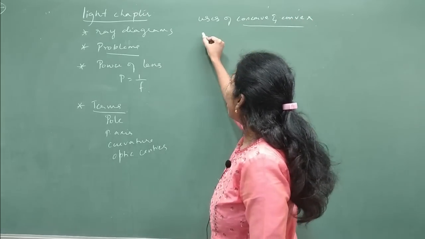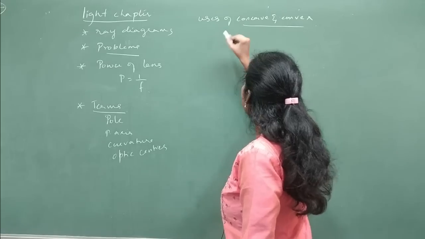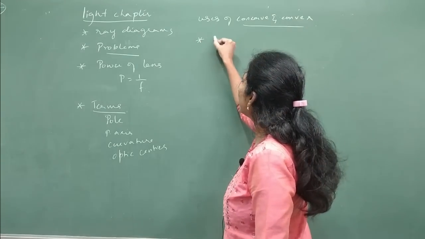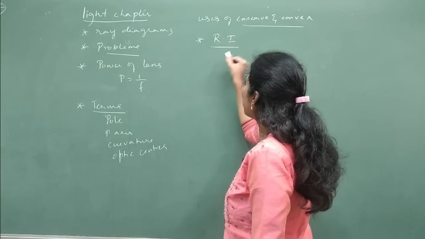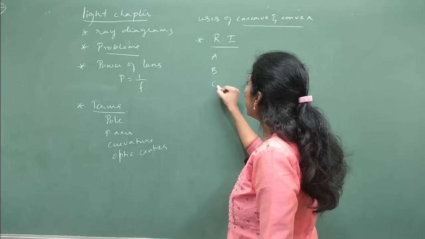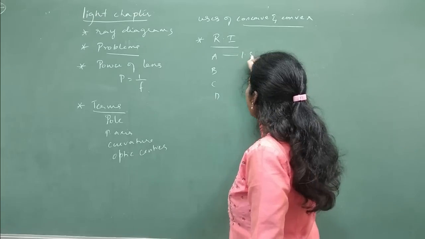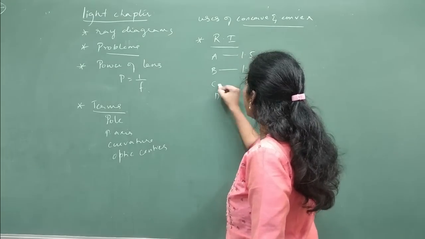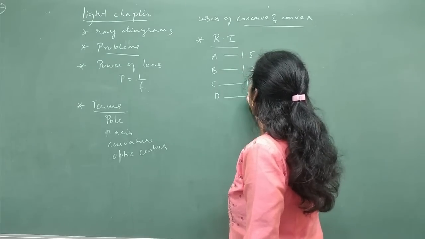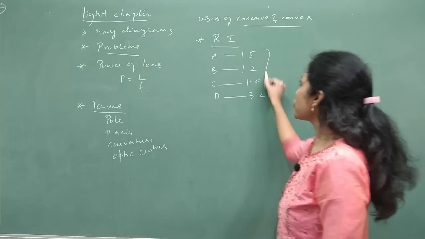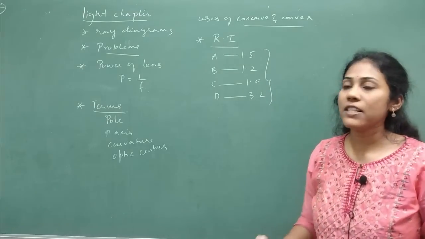And then apart from that, you can also expect a question on refractive index, guys, most important. So they'll give you A, B, C, D. A has refractive index 1.5, B has 1.2, C has 1, and D has 3.2. So in which of the media does light travel faster?